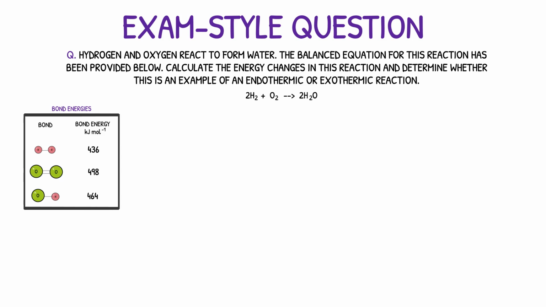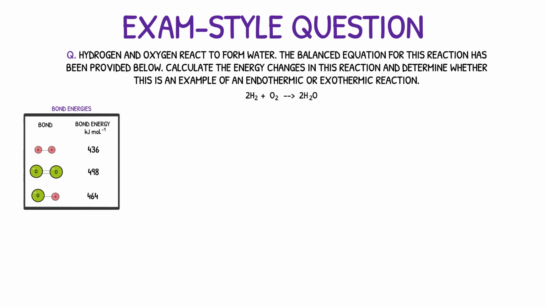Here's an example for you to try on your own. Pause the video and take your time to work through the question. Press play once you're ready to check your answer. Hydrogen and oxygen react to form water. The balanced equation for this reaction has been provided below. Calculate the energy changes in this reaction and determine whether this is an example of an endothermic or exothermic reaction.